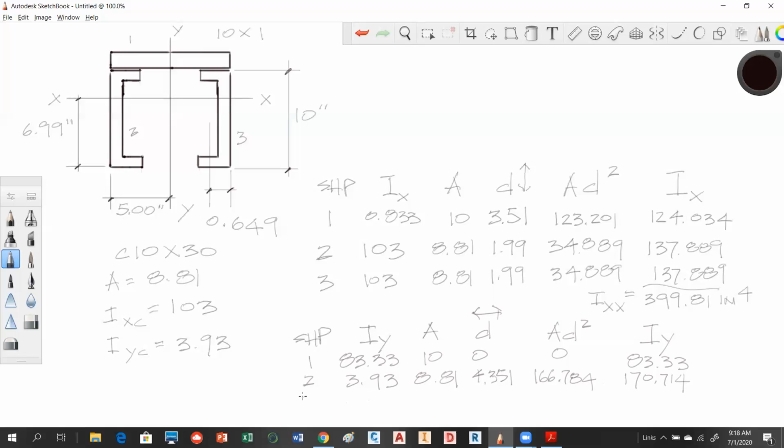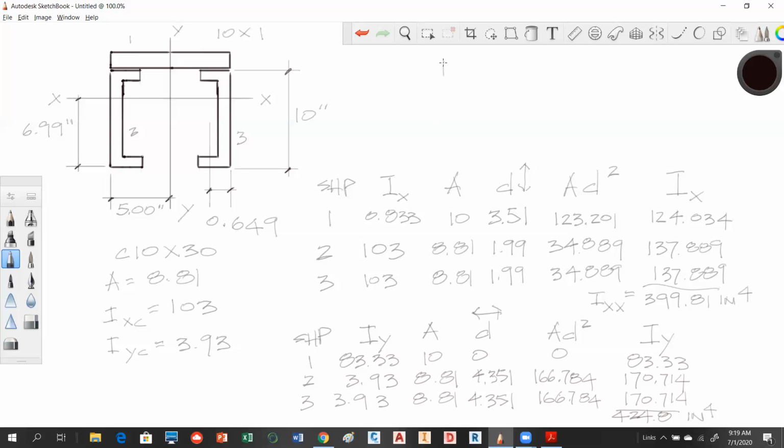So the last one here, I'm going to have again 3.93, 8.81. Now this distance is the same thing as that distance because it's symmetric. 4.351. So that squared gives me this. And ultimately you get that. So when we sum this, we'll notice that we get 424.8, and that would be inches to the 4th.